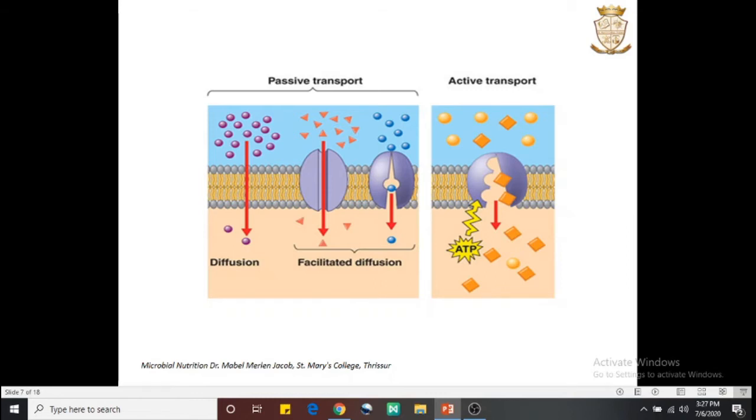In the diagram we can see diffusion, where molecules move inside the cell, facilitated diffusion where a carrier protein is used, and active transport where energy is involved as well as a carrier protein.